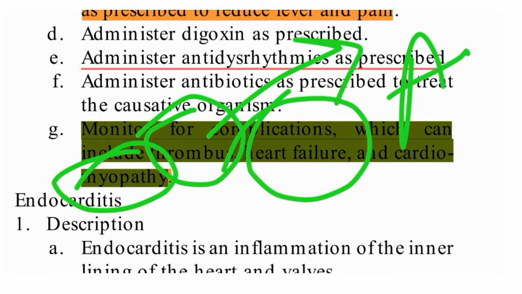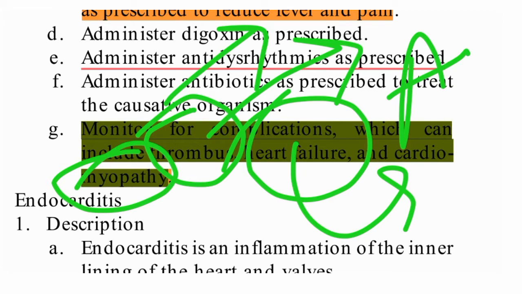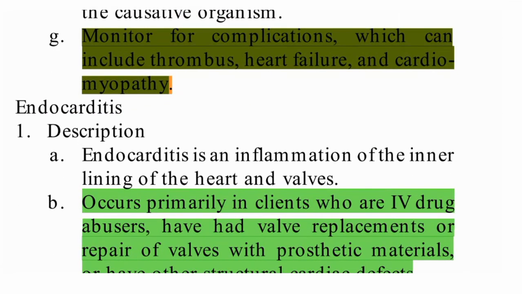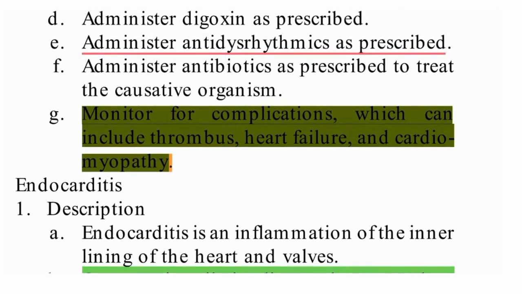So for thrombus formation we need to give the antithrombolytic therapy, and for heart failure we are providing the digoxin, so that it can contract the heart properly. And cardiomyopathy, why is it occurring? Some organism may be responsible, so for that we can give whatever medication has to be prescribed.